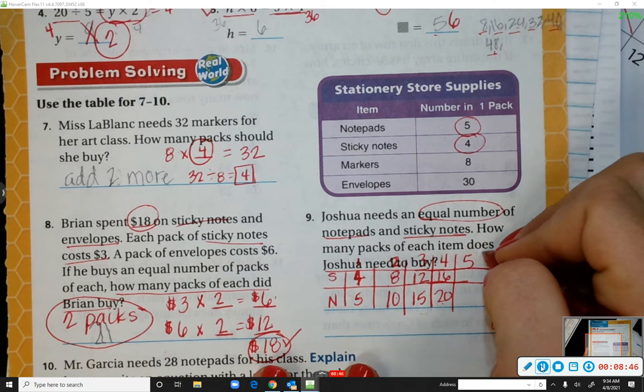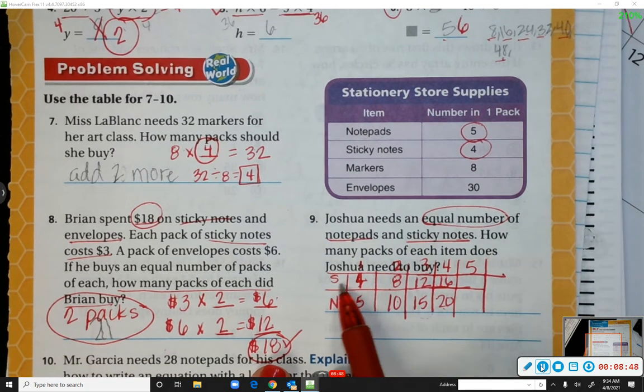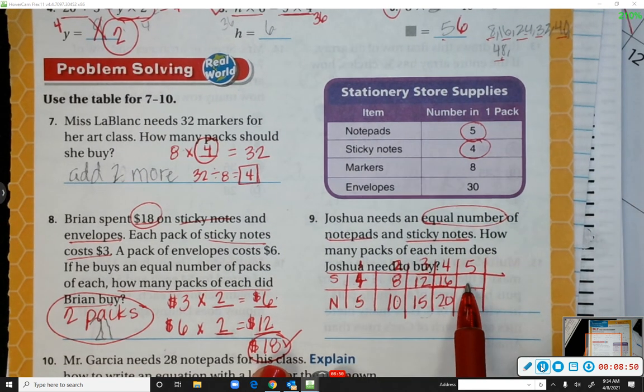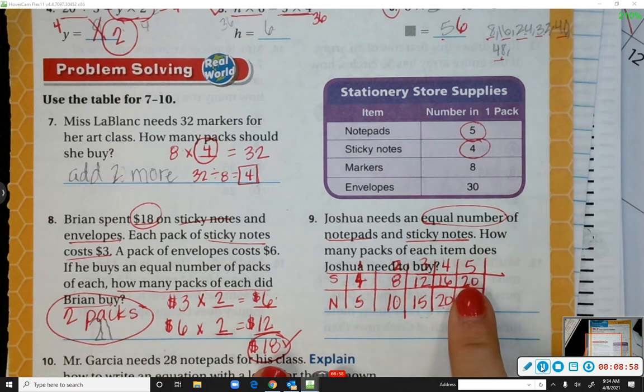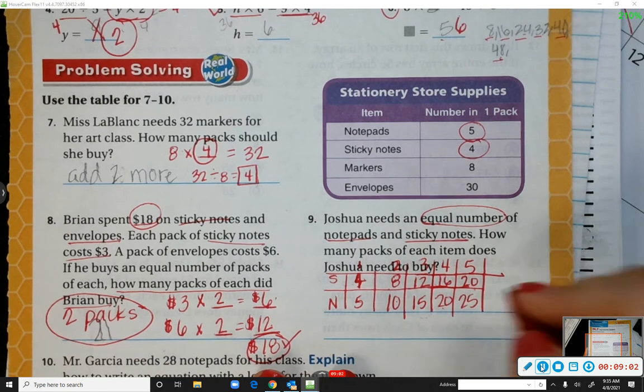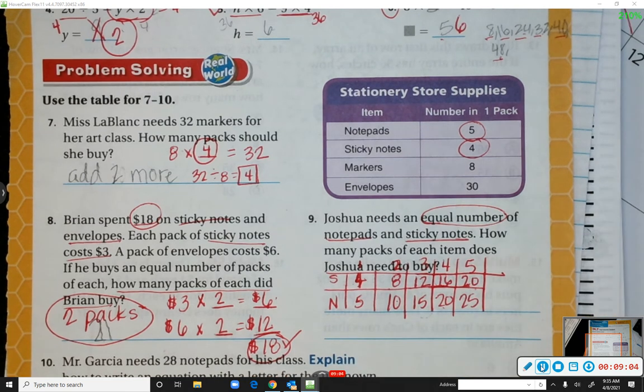So 5 packs of sticky notes. What would be the next number? Call it out. 20. 5 packs of notepads. 25. Okay, now do we see any numbers that are the same? No. Yes? No? Bryson, do you?